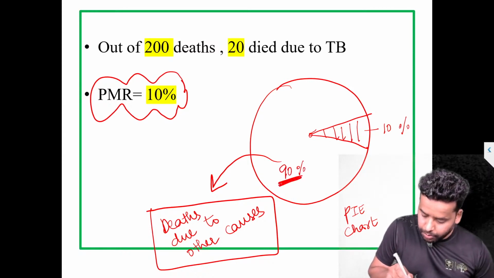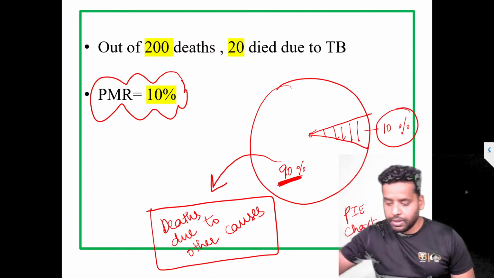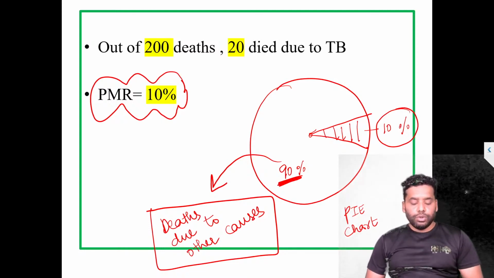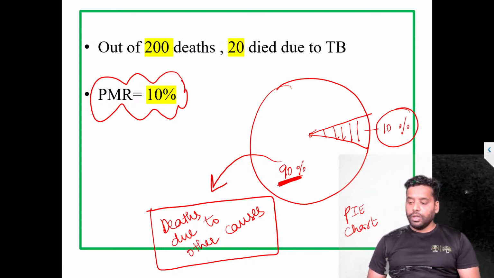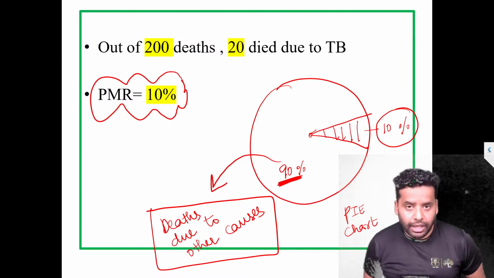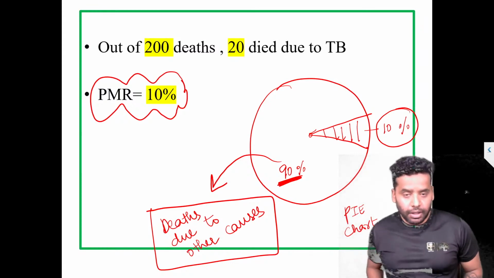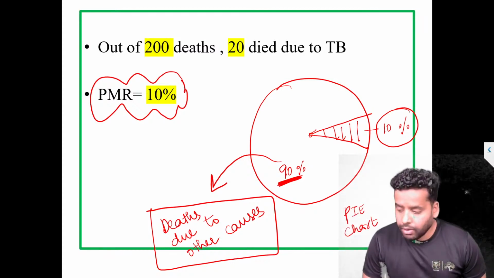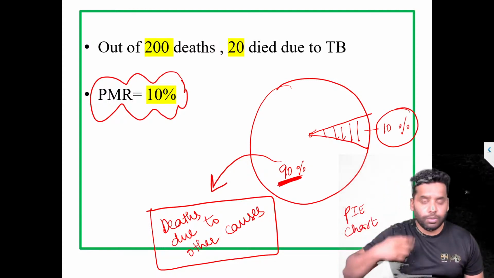So how much was the contribution of TB in this? How much percent I am asking? 10%. What is the use of proportional mortality rate? If I'm a public health, PSM public health expert, I want to know something related to a disease. I will be calculating proportional mortality rate. What is the use of proportional mortality rate?